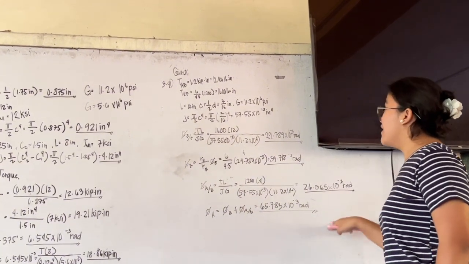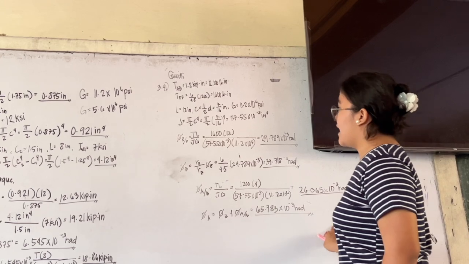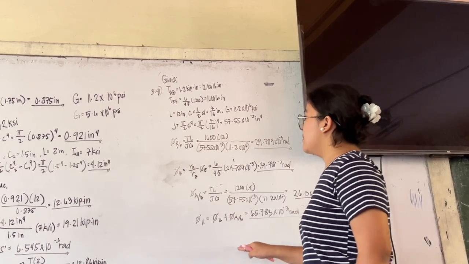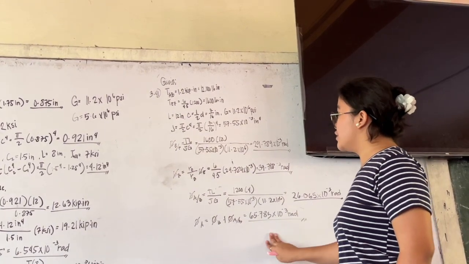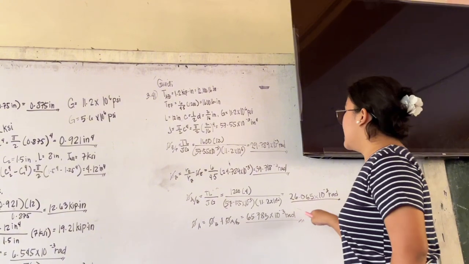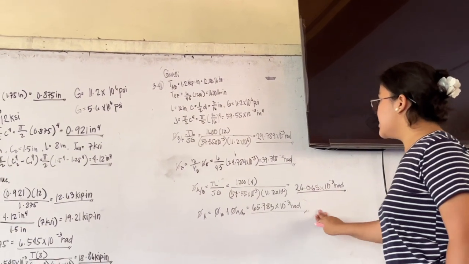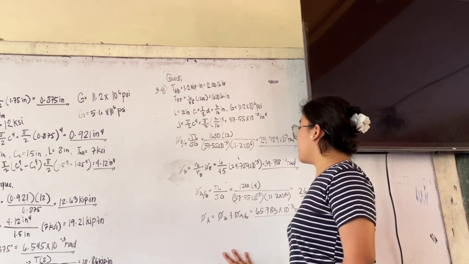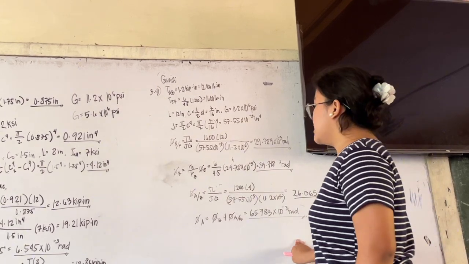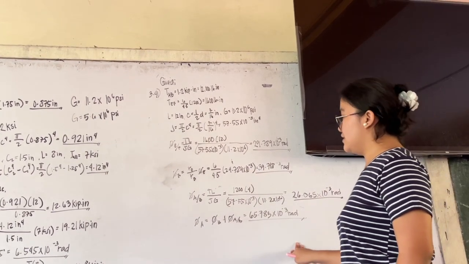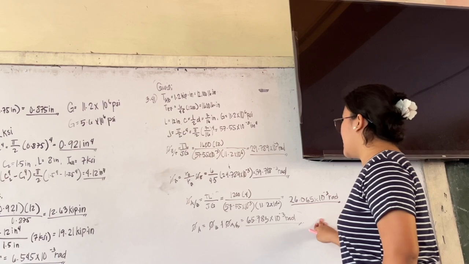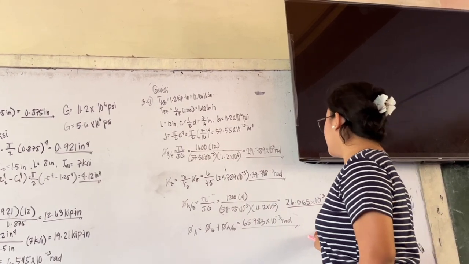Our G is equal to 11.2 times 10 to the power of 6 psi, and our J is equal to pi over 2 times C to the power of 4, which is equal to pi over 2 times 7/16 to the power of 4, which results to 57.55 times 10 to the power of -3 inches to the power of 4. So we have a formula of theta E over F, which equals T times L over JG. We plug in the given, and we have 29.789 times 10 to the power of -3 rad.